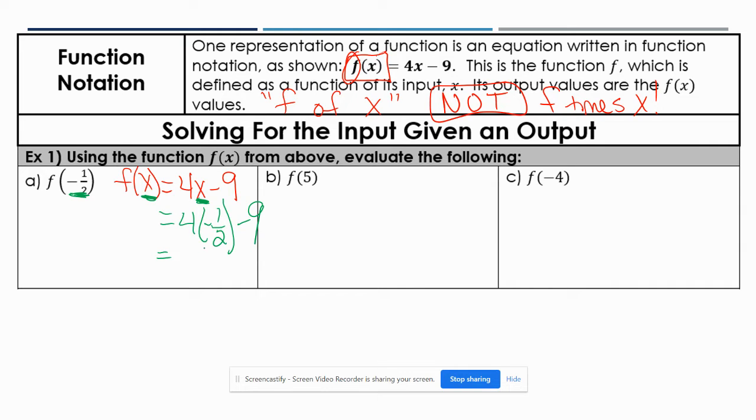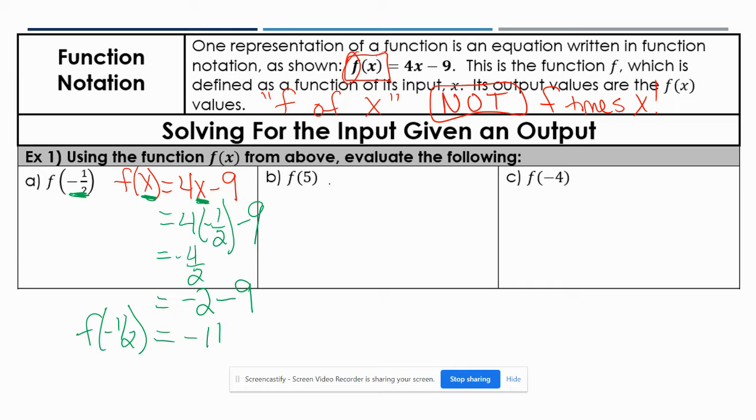4 times negative 1/2 is negative 4/2. Negative 4/2 is the same as negative 2 minus 9. Negative 2 minus 9 is negative 11. And so we would write our final answer as f of negative 1/2 is equal to negative 11. My input is negative 1/2 and my output is negative 11.